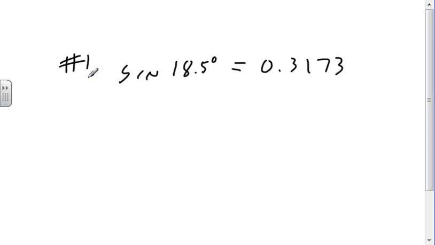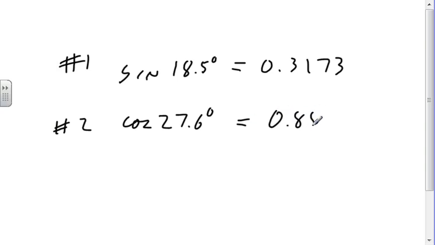Number 1. All right, we'll do number 2. We want the cosine of 7.6 degrees. Cosine of 7.6, enter, 0.8862. Well, we'll do tangent next.